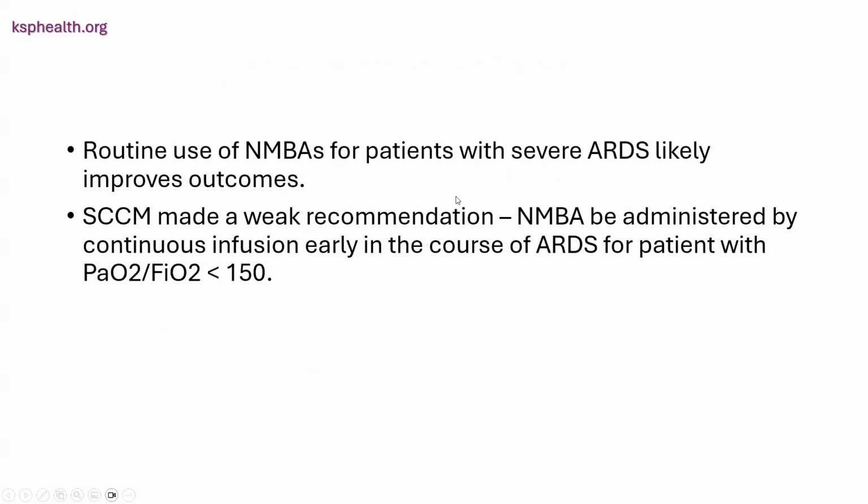The routine use of neuromuscular blocking agents has not shown any survival benefit. So at this point, the ACCM has a weak recommendation to use neuromuscular blocking agents. If you have to use one in severe hypoxemic respiratory failure, use cisatracurium and use it early, that means in the first 48 hours. Why cisatracurium? Number one, hepatic clearance is not needed. Number two, it has some anti-inflammatory effects apart from giving the neuromuscular blocking effect.